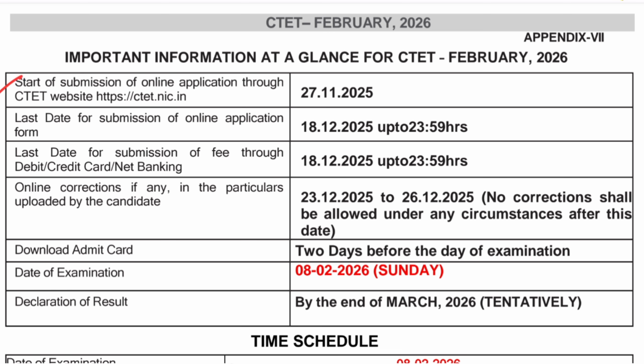So the CTET application started on 27 November. The last day for online application form filling is 18 December. For fee submission also the last date is the same, 18 December. Online correction will be available from 23rd December to 26th December. You can download your admit card 2 days before the examination, and the date of examination is 8 February on Sunday. The result will be declared by the end of March.